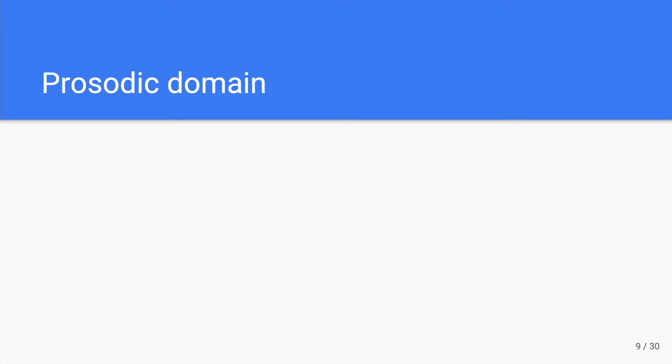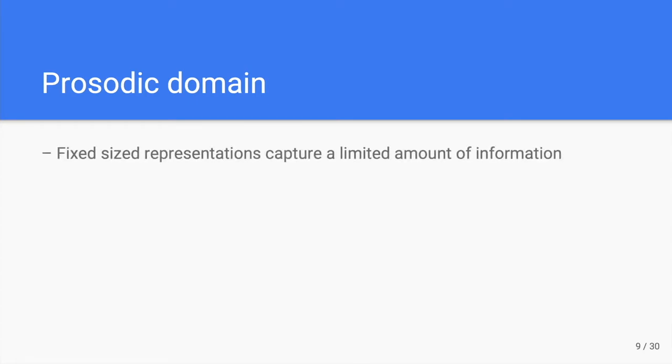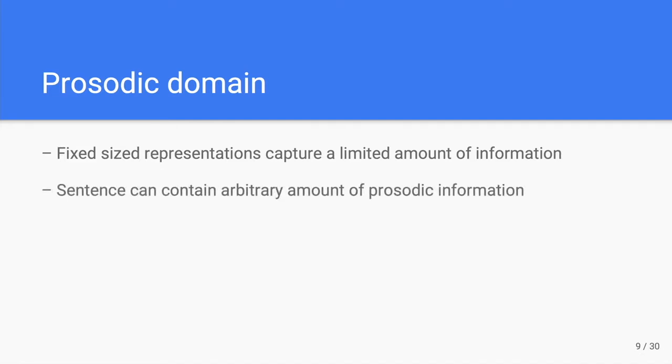It is important to choose the correct prosodic domain when learning to represent prosody, since these representations can only capture a limited amount of information. In speech synthesis, representations are often learned at the sentence level. However, sentences are not prosodically relevant and can contain an arbitrary amount of prosodic information. Ideally, we would use prosodic phrase as our domain. However, phrase breaks are expensive to collect, and we did not have access to them for our data.